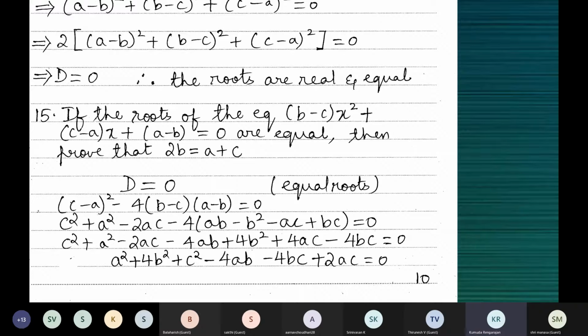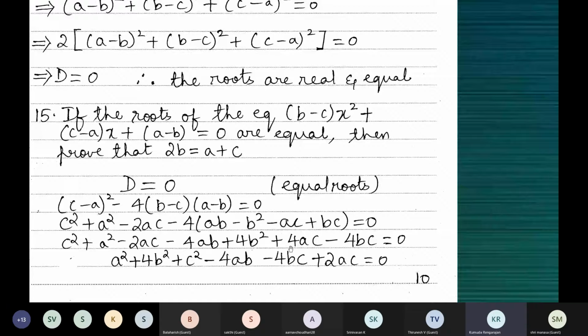And it's also given that the roots are equal. Roots of this equation are equal, meaning the value of d is 0. So given that, we need to prove that 2b is equal to a plus c. We are given a quadratic equation with equal roots. If roots are equal, that means the value of d is 0. D is 0 meaning b square minus 4ac is 0. B square minus 4 into a into c is equal to 0. We need to prove that 2b is equal to a plus c.